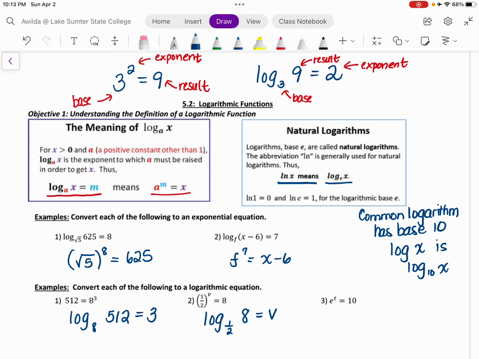Next, we have e to the t power is equal to 10. So the base is e, so we'll write logarithm base e. The result, the argument, is 10 equals the exponent, in this case t. As we said earlier, logarithm base e can also be written as the natural logarithm with no subscript, so we'll say natural logarithm of 10 is equal to t.